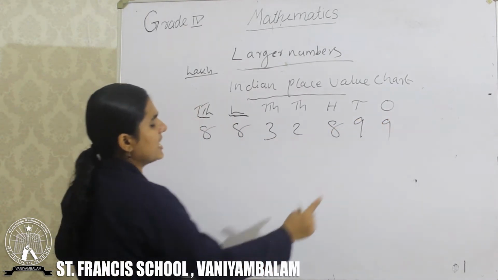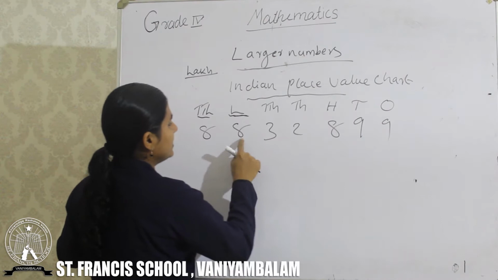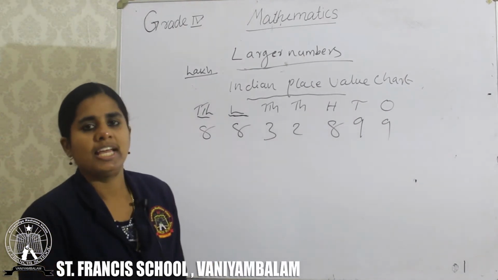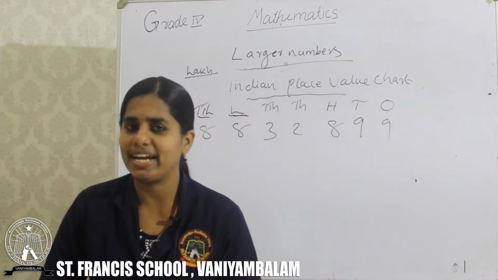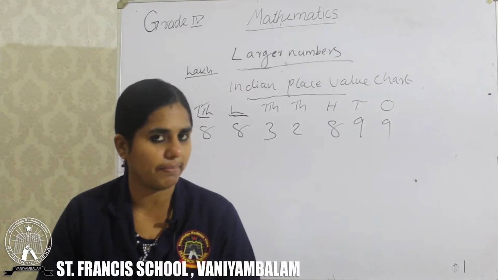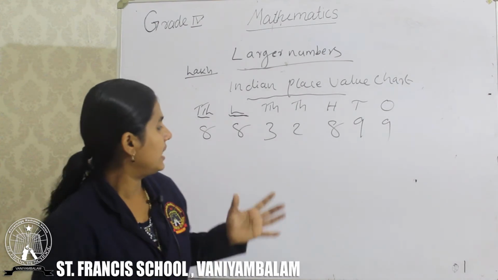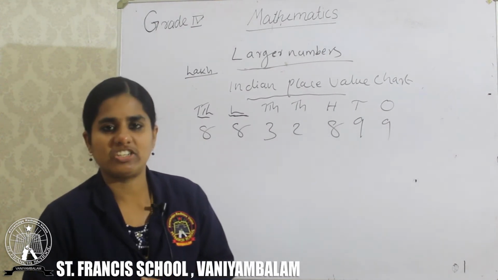Okay, how many digits here? 1, 2, 3, 4, 5, 6, 7. 7-digit numbers. We can see how to read the number names of large numbers, otherwise 7-digit numbers. The number names of 7-digit numbers.